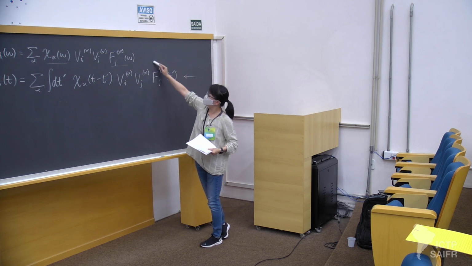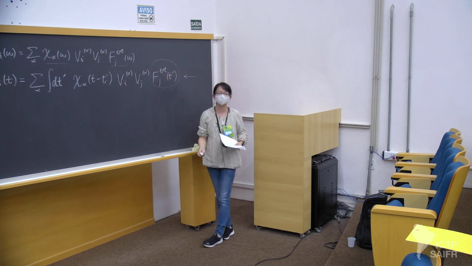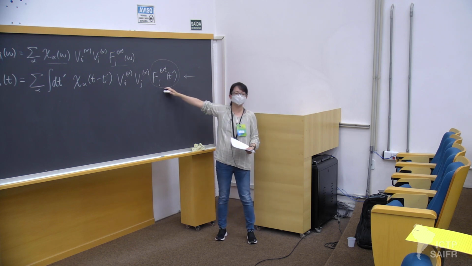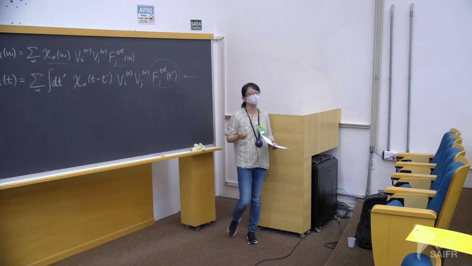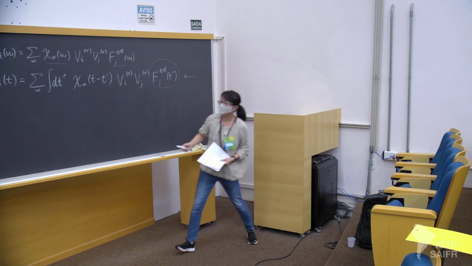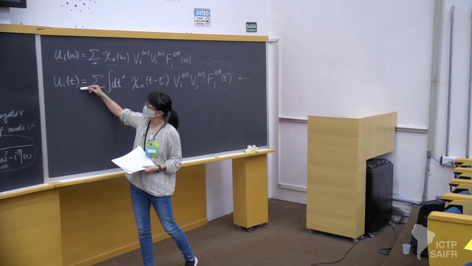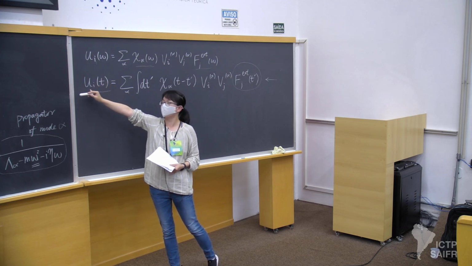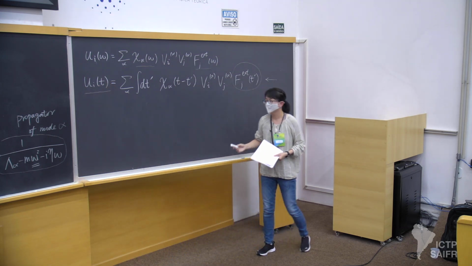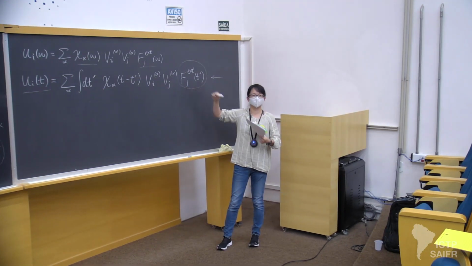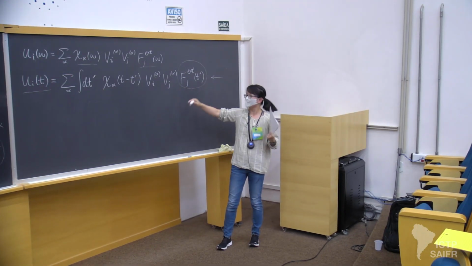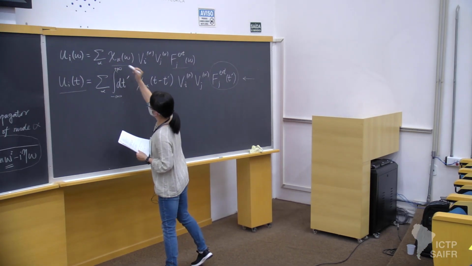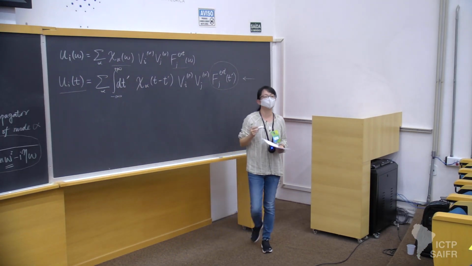Now this is a form which looks sort of easier to interpret, right? I have a time-dependent external force that acts on the network. And the dynamics at a time t, at a site i, is actually an integrated result of the whole history, right? So I need to integrate from minus infinity to positive infinity.